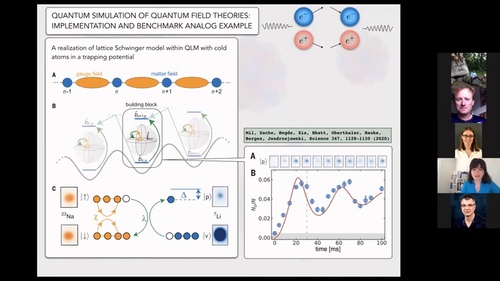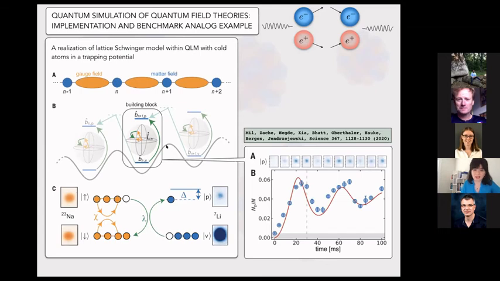The example that I'm showing here is a realization of the lattice Schwinger model within the quantum link model approximation of this theory, with cold atoms in a trapping potential. In this case, they use two different types of atoms in the same trapping potential to engineer all the different transitions that are happening in the building block of a lattice gauge theory, the two-site one-link theory. And this is the experimental observation of all those evolutions as a function of time. And this is really exciting.